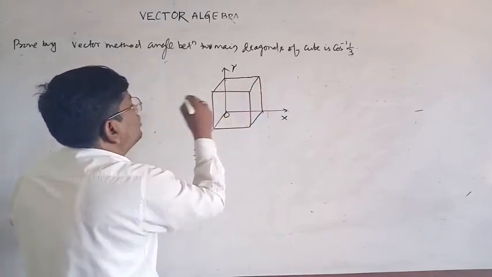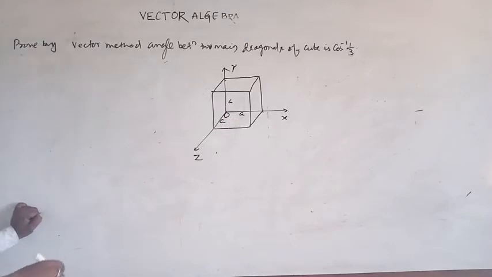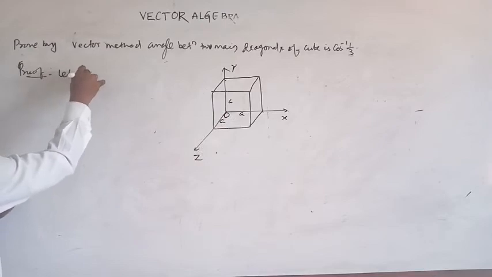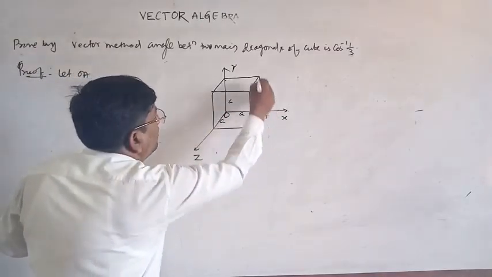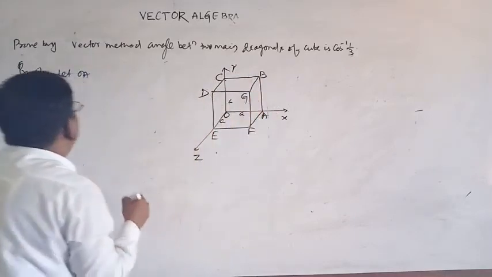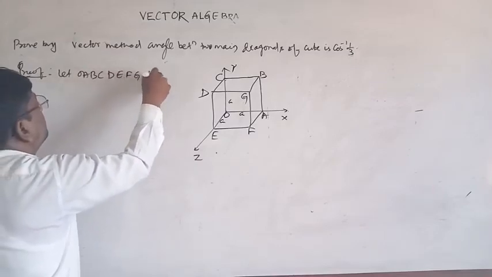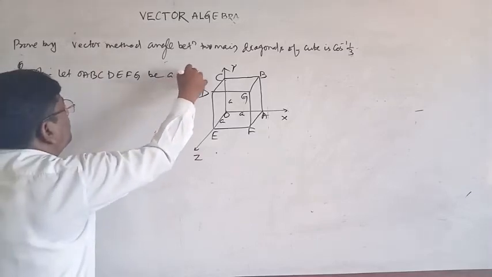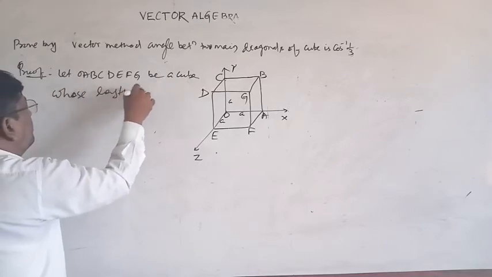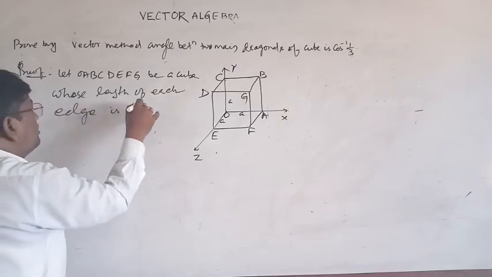Let's prove this. Let OABCDEFG be a cube, whose length of each side is a unit, where O is the origin.